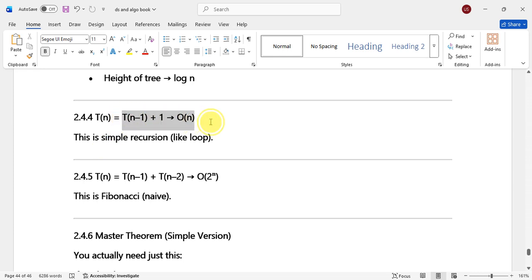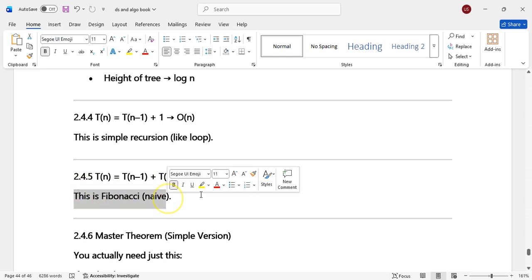This is for a simple recursion, T(n-1), because it is called for a smaller subset of the problem. T(n-1) plus T(n-2) is for the Fibonacci series.